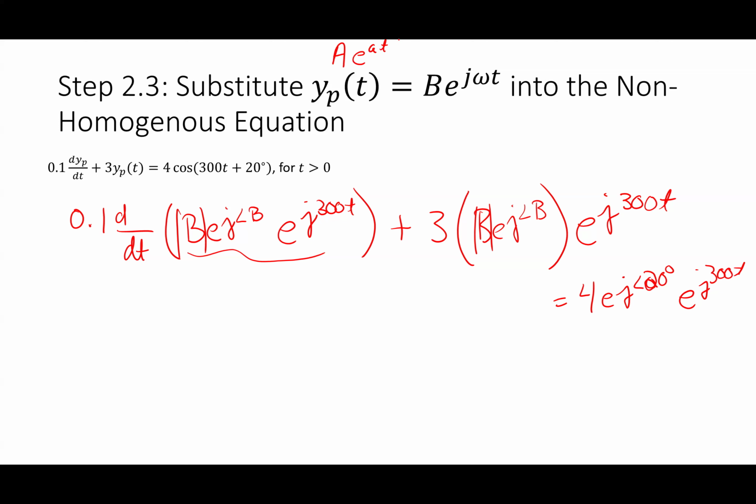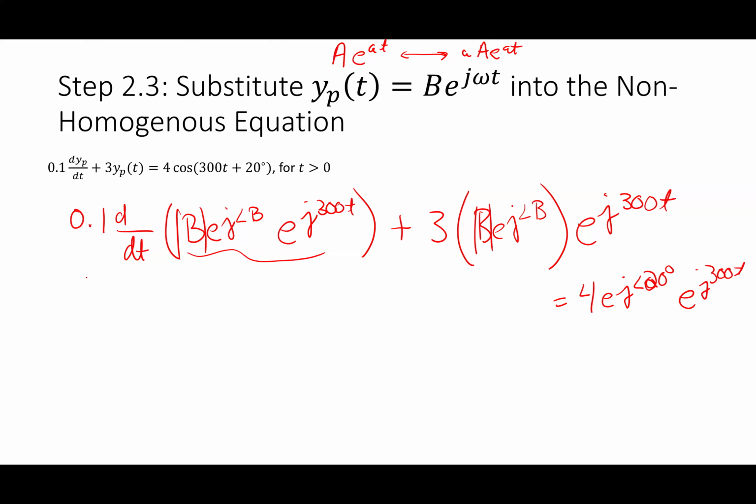Because the j blows your mind, and e to the j blows your mind to an even different step. E to the j anything, e to the j angle, like that. That's a number. It's a complex number. It's still a constant, right? If I take the derivative of this thing, what's the derivative of a constant times e to the at?